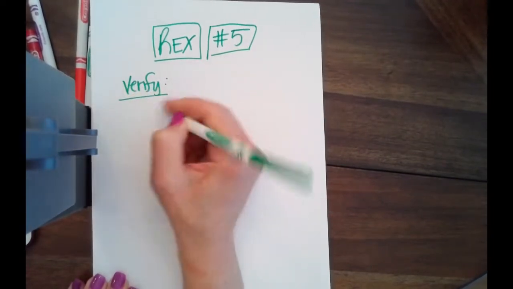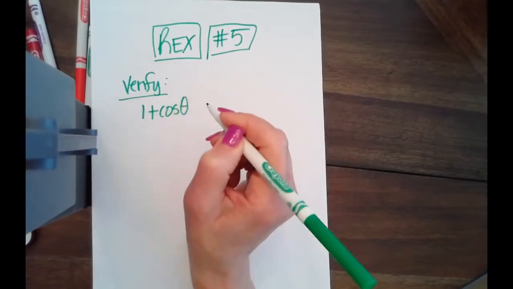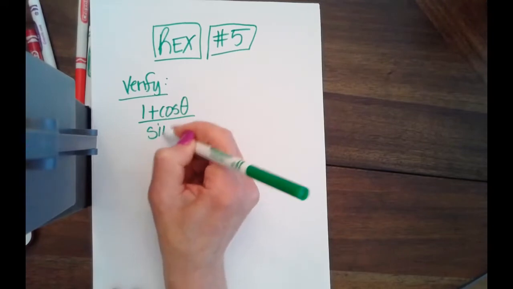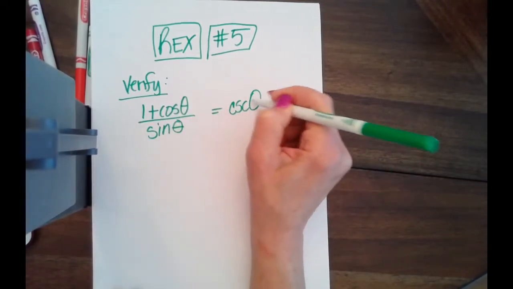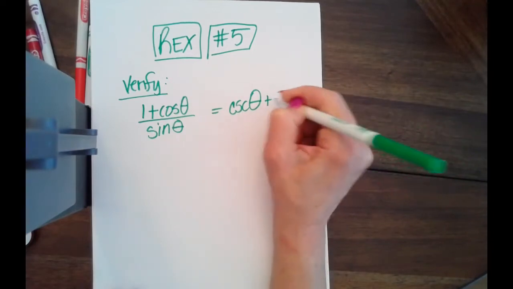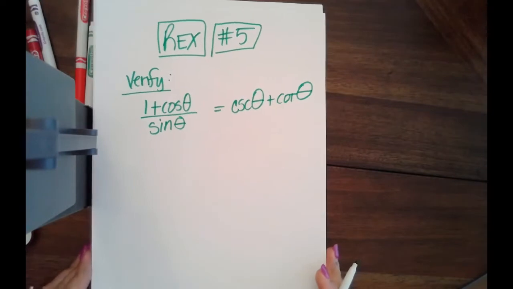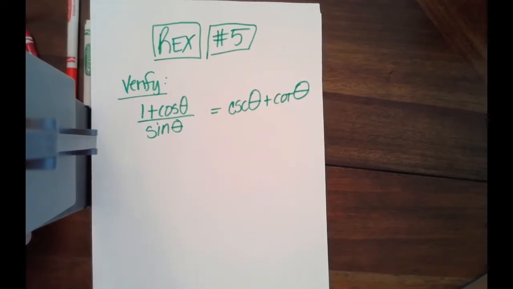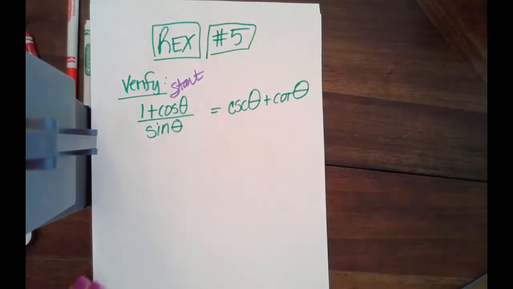All right, we have 1 plus the cosine of theta over sine of theta. And we're going to verify this so that it ends up looking like cosecant of theta plus cotangent of theta. I'm looking at this and I'm thinking, the complexity is kind of similar, but looking at the fraction, to me it looks a little more daring. So I'm going to start with the left side and I'm going to reduce it to the right side.